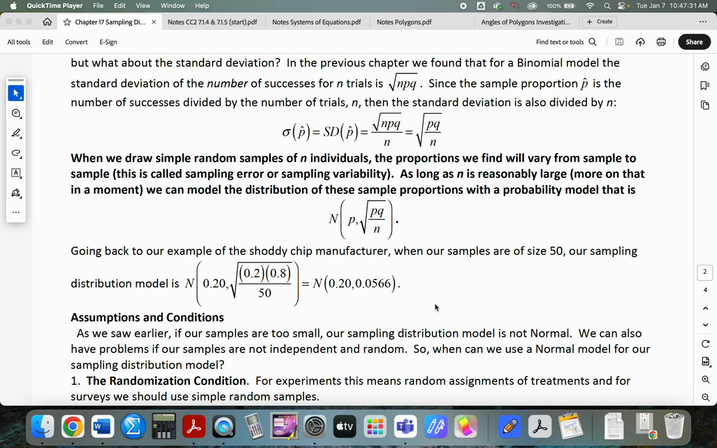So as long as n is reasonably large, we'll talk about how large in just a moment, we can model the distribution of these sample proportions with a probability model that is the normal model, where our mean is going to be the proportion of the population that are, in this case, defective, and the standard deviation will be the square root of pq over n.